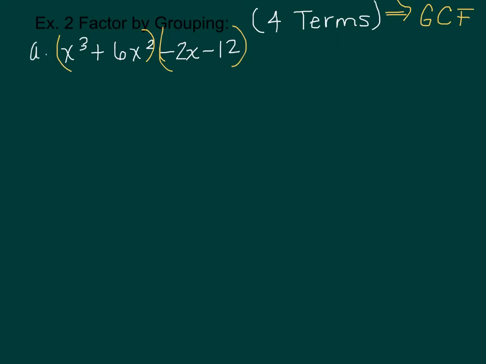So the first group has an x squared in common. So I'm going to divide both by x squared. And you're left with x plus 6. Over here, both of these terms have a negative 2 in common. And a negative divided by a negative is a positive, so you have x. Negative 12 divided by negative 2 is 6.